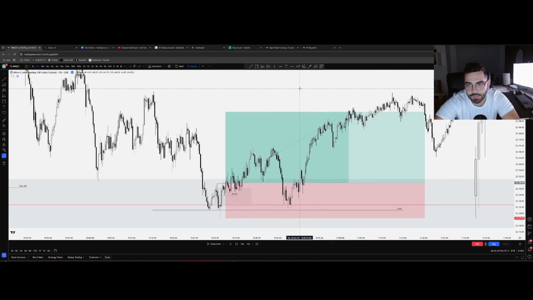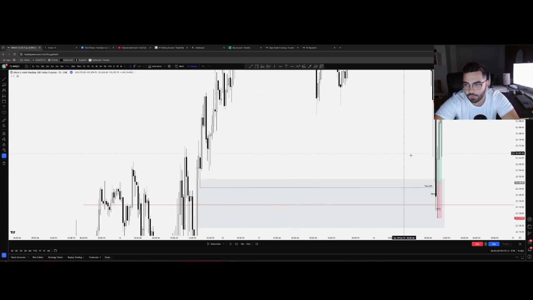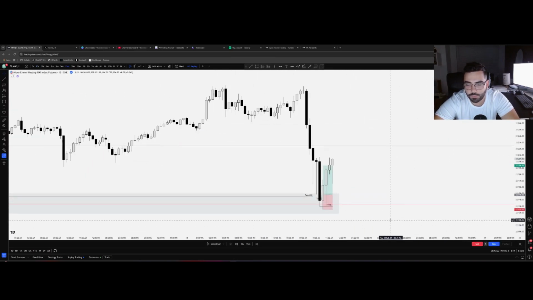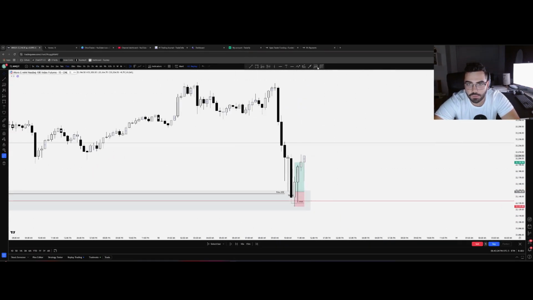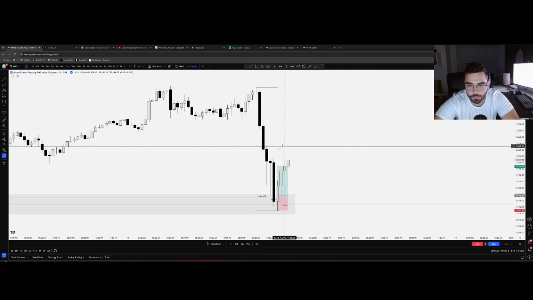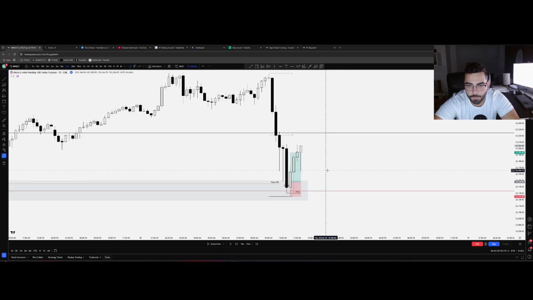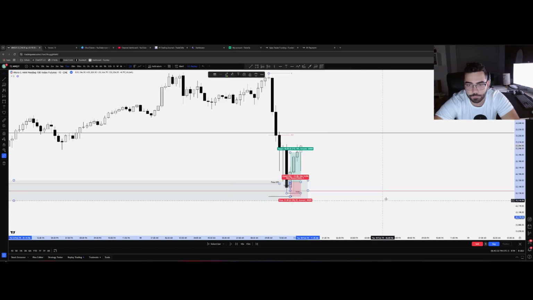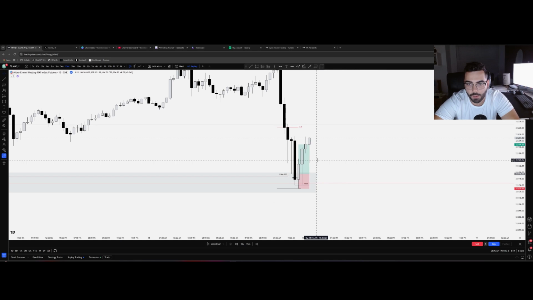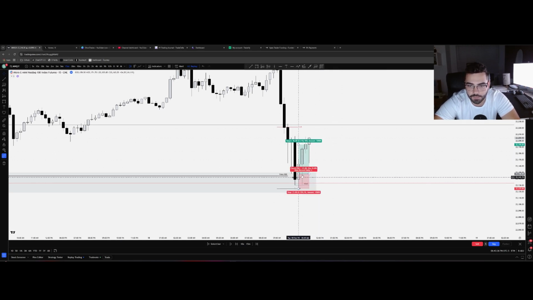So like I said, I did not take this trade. I didn't have a good read on the market. I was pretty much tunnel vision on shorts. I wanted us to come back up here for me to short it, and we never got that, so that's just a bad read on my part. But yeah, this was a very valid setup.